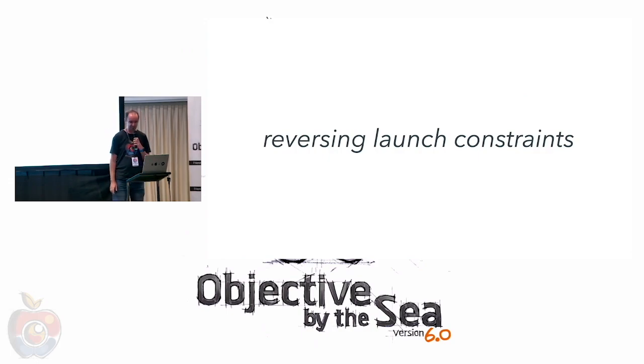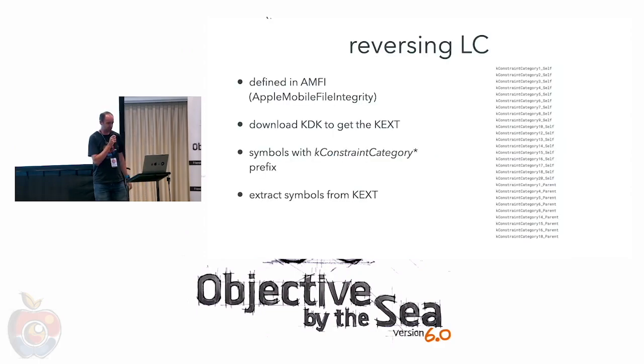Now, reversing launch constraints. So how we can actually find all these launch constraints and what they actually mean. So launch constraints are defined inside the MFI kernel extension, which is the Apple Mobile File Integrity. Nowadays, it's all embedded in the kernel cache, so I think the easiest way is you download the KDK, the kernel development kit, install it, and you will actually get the raw binary. It's much better than dealing with the cache and extracting the kernel extension from the cache, etc.